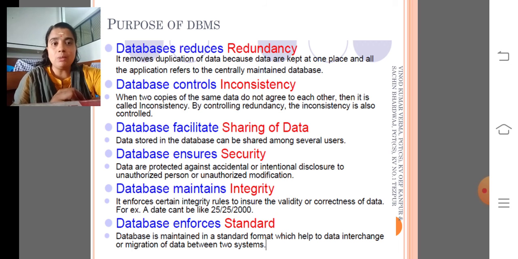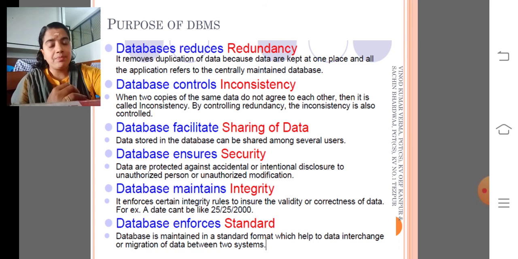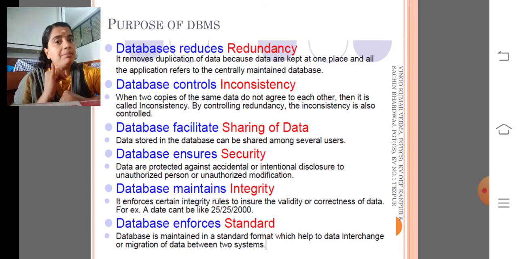Then the last one, that is the sixth one, it enforces a standard format. My dear children, in Python, every data item has its own data type. That means some data may be integer, float, string, etc. So that can be in a particular format. In MySQL also, all the data has data types. So the database maintains a standard format, which helps us to interchange data among two or more systems.